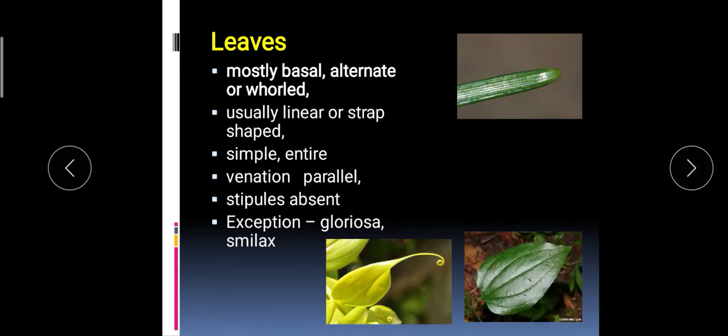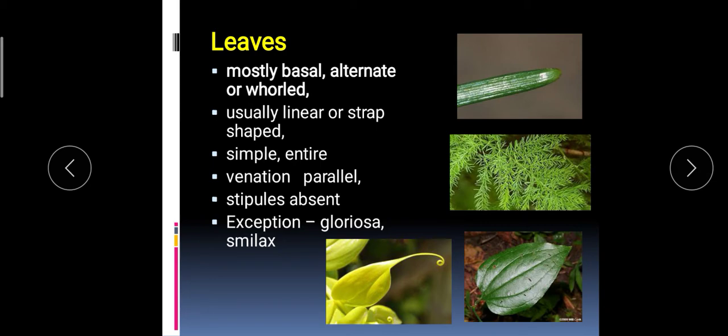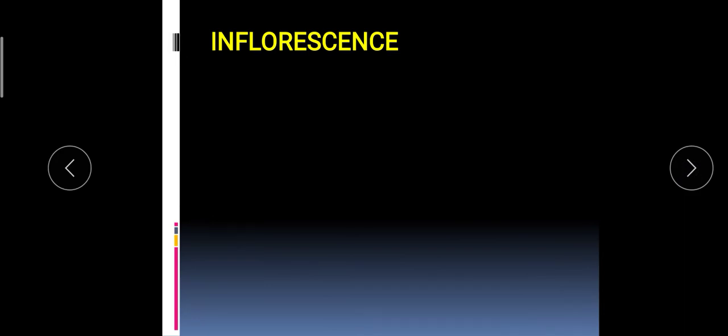And this is the plant, namely Smilax. Look, this plant has venation different from the normal parallel venation. This plant is also very common in our area. Clear? Now, this is another plant that also has a speciality in the leaf, pinnately compound leaves, that is known as Asparagus, that is Shatavari. Clear? Now, about the inflorescence.